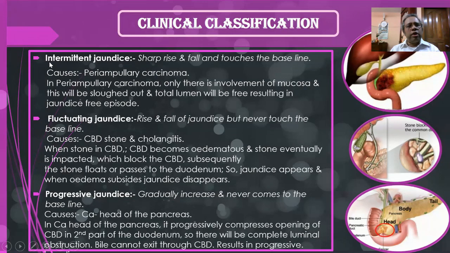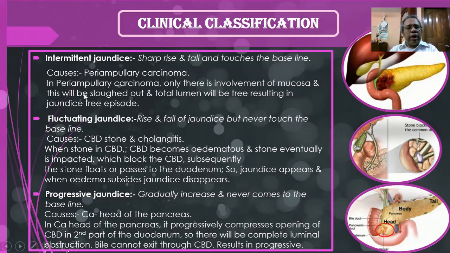This intermittent jaundice usually develops in case of periampullary carcinoma. In periampullary carcinoma, there is involvement of the mucosa only, and this will slough off because of the growth inside the lumen. There is more pressure effect causing ischemia and sloughing of the tissues into the duodenum. So the lumen opens and the jaundice declines. The lumen becomes totally free, resulting in jaundice-free episodes. Again there is an increased rise, because the growth is a continuous process. So this is called intermittent jaundice, whose cause is periampullary carcinoma.